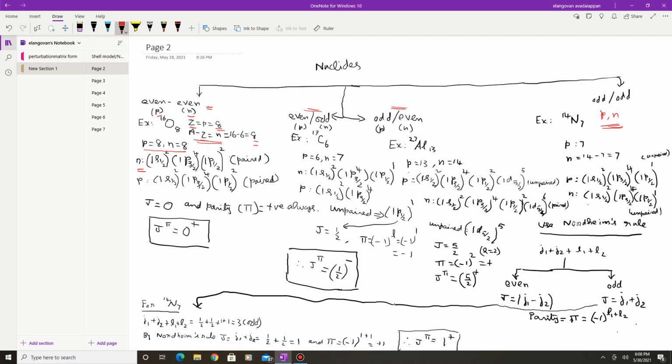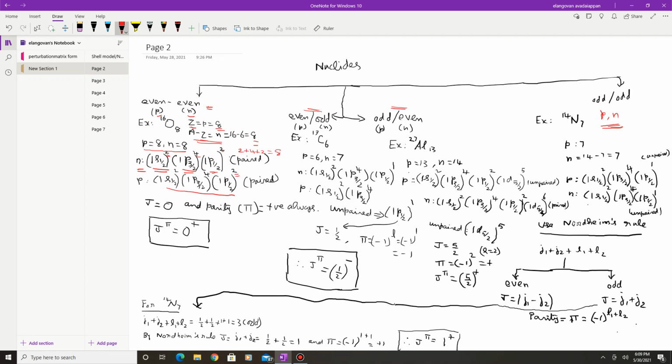The first term is 1s half, with a maximum of 2 particles. So first you write 1s half 2, then 1p 3 by 2 with 4 as the maximum, then 1p half 2. Now you add these numbers: 2 plus 4 plus 2, which is equal to 8. So the total number of particles: the proton is 8, and the neutron is 8. For the neutron also you have the same levels: 1s half 2, 1p 3 by 2 4, 1p half 2.